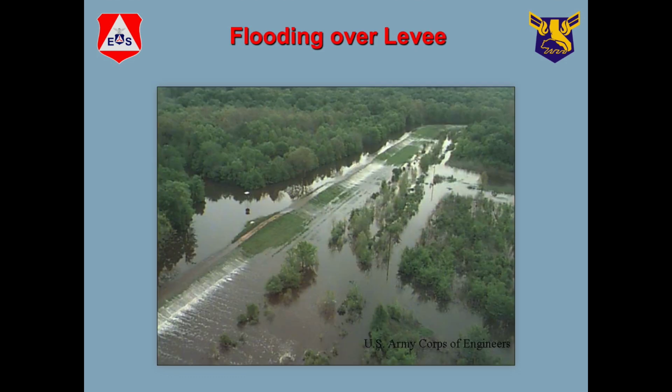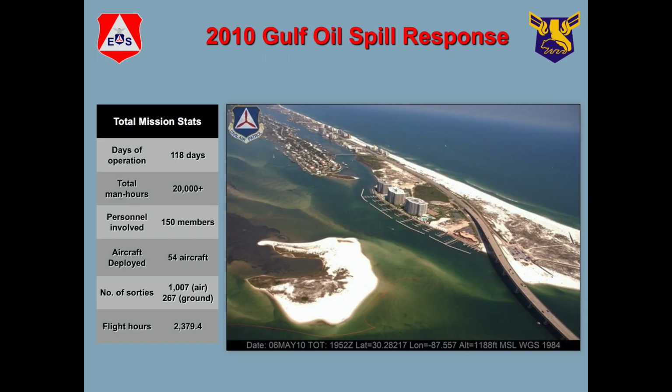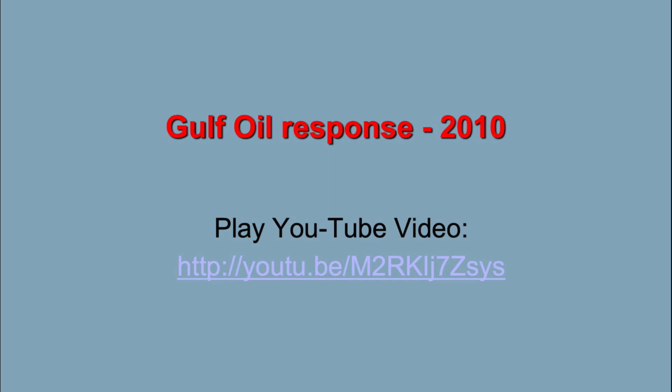Here's an example of a levee that's been breached. Bad news. If you are in a flood situation and you're checking the levees, one of the things you'd be looking for is water seeping underneath the levee, because eventually that would undermine it and it could give out. There was a huge response to the Gulf oil disaster, where that well ended up spewing oil. And I'm going to play this videotape. It's actually pretty good.